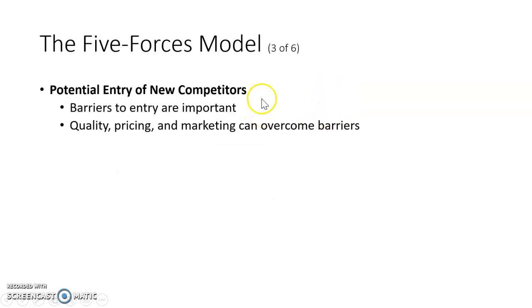The next one we're going to look at is the potential entry of new competitors. This is obviously really important because the easier it is to enter an industry, the more likely you're going to have more competition. So when we look at the potential of entry of new competitors, we want to look at how easy it is for a company to enter this industry. And some of the things that play a role in this are the quality of your products, how you're priced, and your marketing.